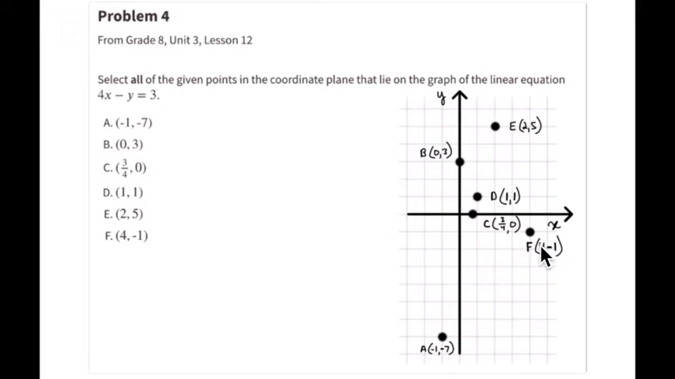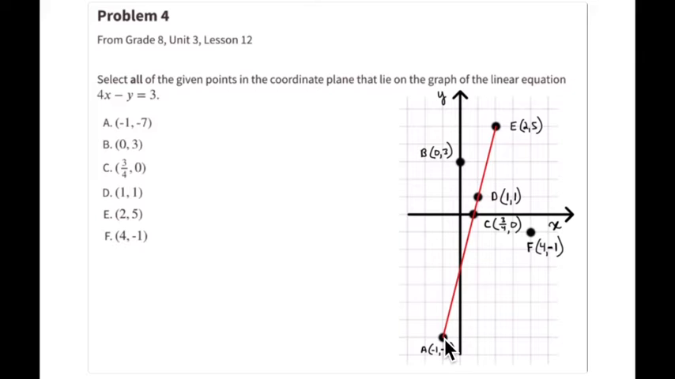Now you can draw a straight line between any 2 points, but is there a line that you can draw through more than 2 of the points? And in fact, there is. This line you can draw through 4 of the points.